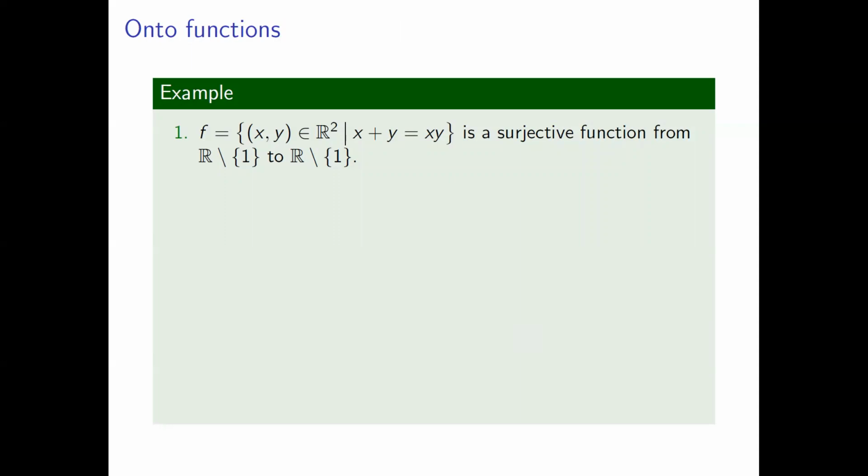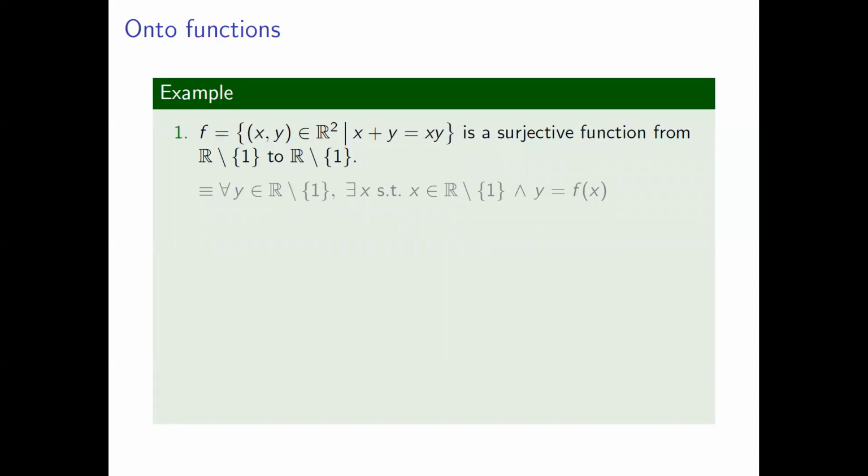Consider the function f consisting of all ordered pairs (x, y) of real numbers satisfying the equation x plus y equals x times y. We claim that f is a surjective function from the set of all real numbers not equal to 1 to the set of all real numbers not equal to 1. That is, for any real number y not equal to 1, there exists an x such that x is a real number not equal to 1 and y is equal to f of x.